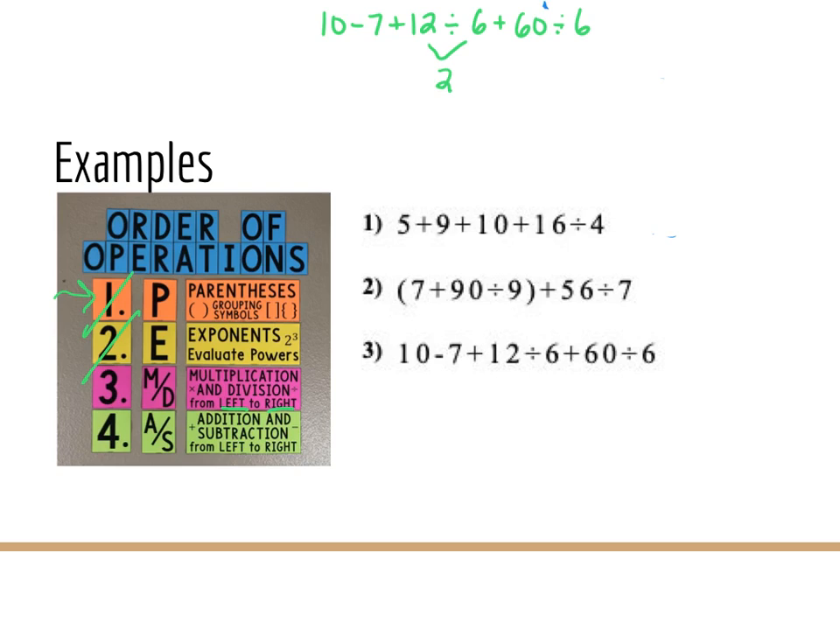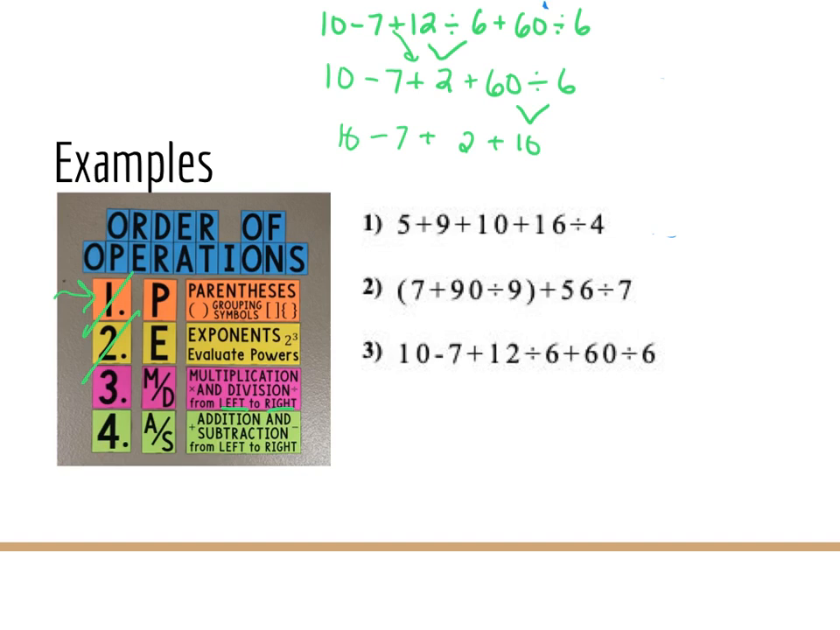Then I'm going to copy down the rest of the problem. 10 minus 7 plus 2, I brought the plus down from up there, plus 60 divided by 6. All right, going through, because I have another division problem, but let me just double check. 10 minus 7, 7 plus 2, 2 plus 60. All right, 60 divided by 6. I know that 60 divided by 6 is equal to 10 because 6 times 10 is 60. I'm going to copy down the rest of the equation, copying the signs from above.